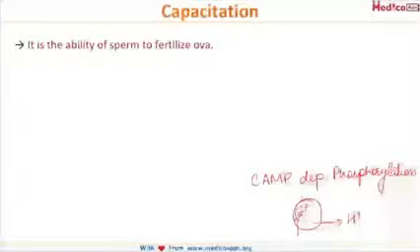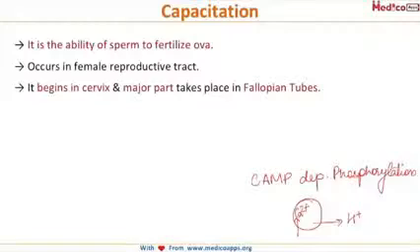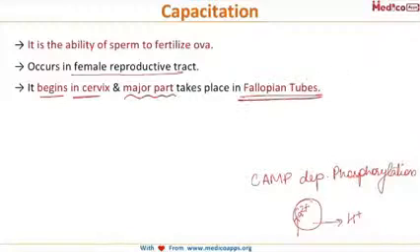First of all, when the sperm enters the female reproductive tract, these sperms are not capable of fertilizing the ova. The process which makes these sperms capable of fertilizing the ova is called capacitation. And where does it occur? It occurs in the female reproductive tract. It begins in the cervix and the major part takes place in the fallopian tubes. So majorly capacitation occurs in the fallopian tubes.